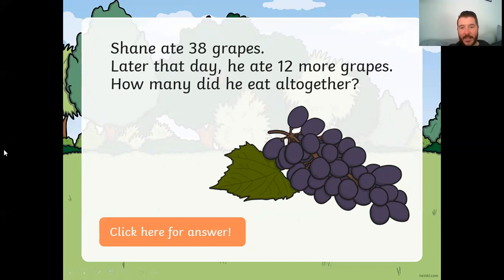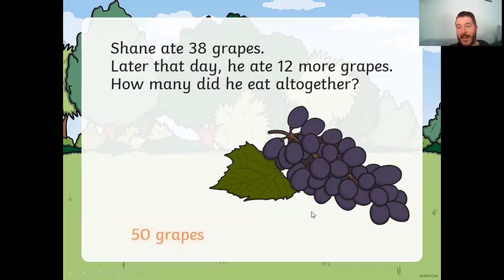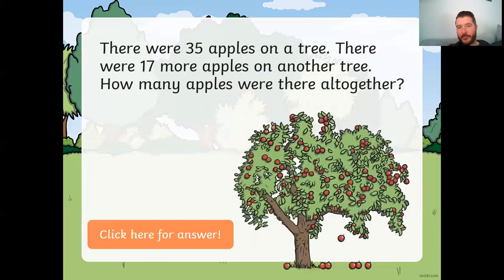Okay, let's go for the answer. What's going to be the answer? 50. We're adding, aren't we? All together gives us a clue that we're adding. More gives us a clue that we're adding. So 38 add 12 is 50.